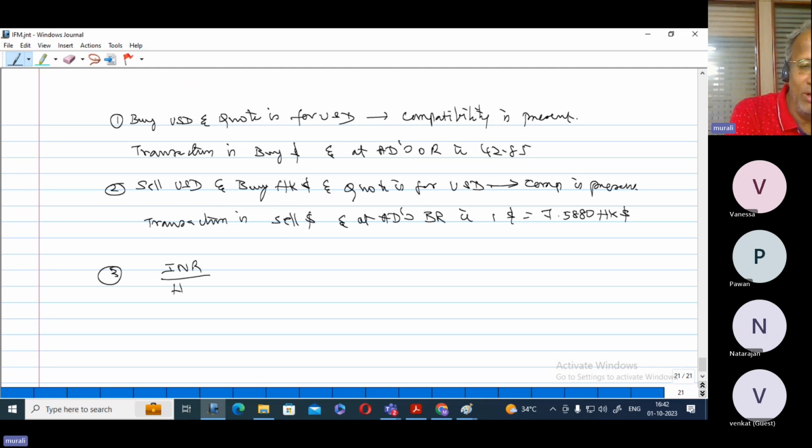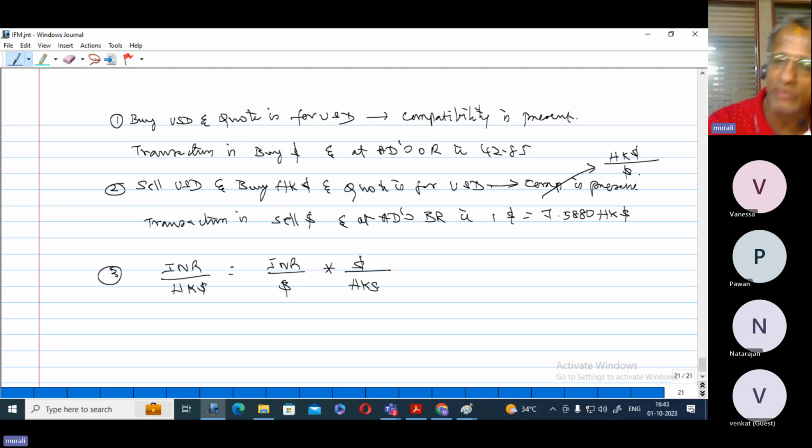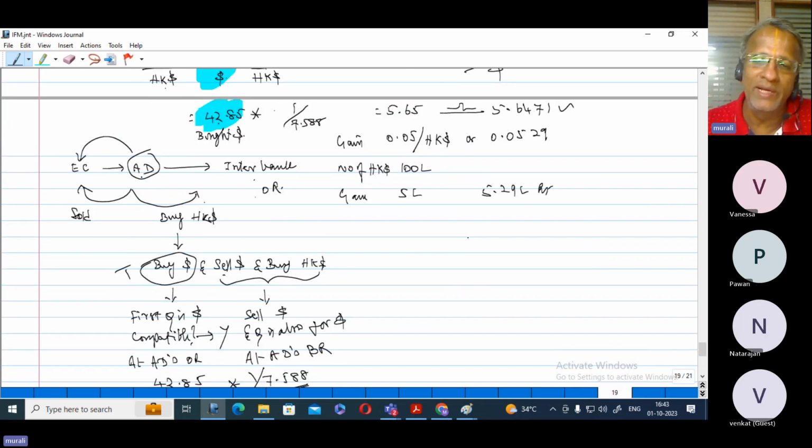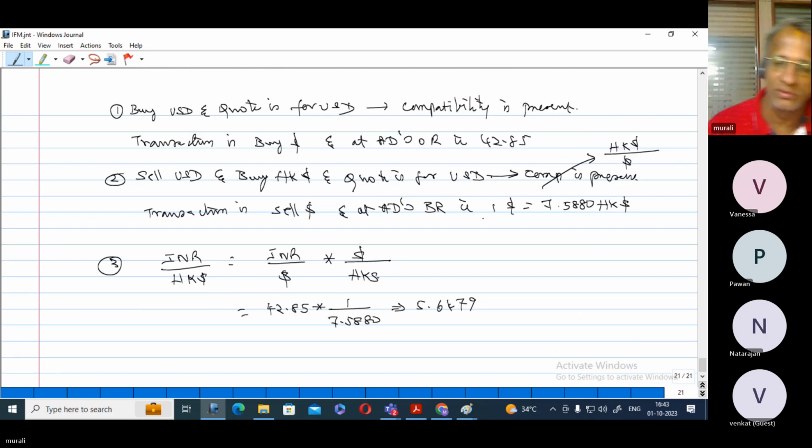INR to Hong Kong dollar is equal to INR to US dollar into dollar to Hong Kong dollar. In this particular case, it is Hong Kong dollar to US dollar. So inverse is what we got to take up. 42.85 into 1 divided by 7.5880, which gives you 5.6471.